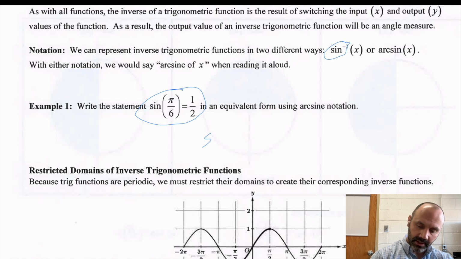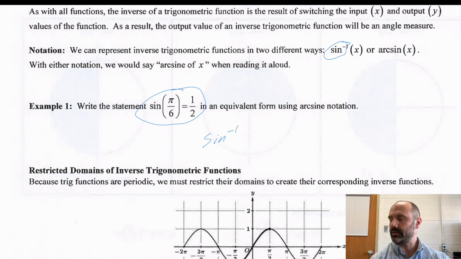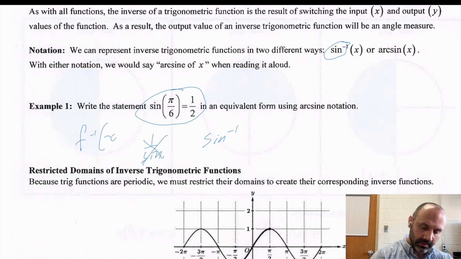When I see sine to the negative 1, this does not mean 1 over sine. It's not an exponent. We're using it the same way we would use f to the negative 1 of x, the inverse. To help you with that language, I would recommend not saying sine to the negative 1. The words you use to describe it are inverse sine, or arcsin. So arcsin or inverse sine of 1/2 equals pi over 6.